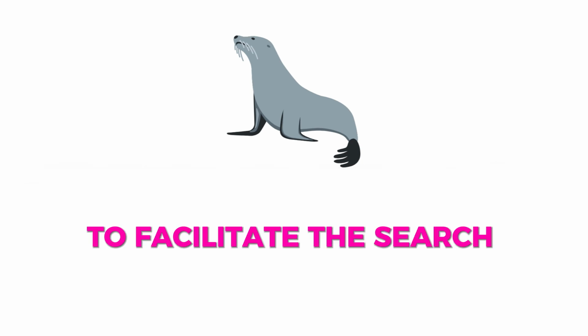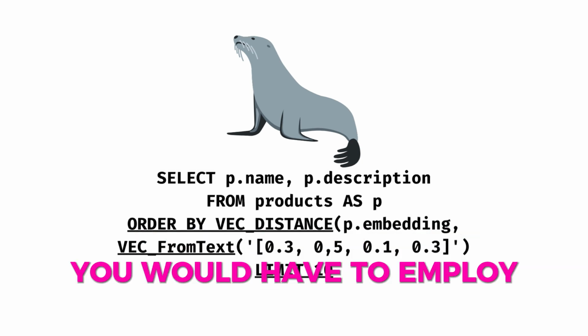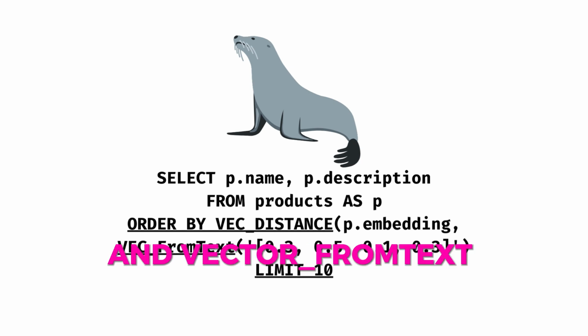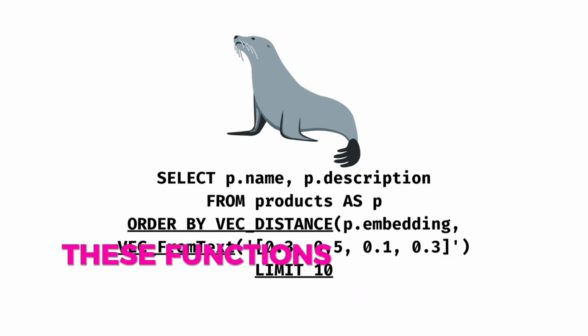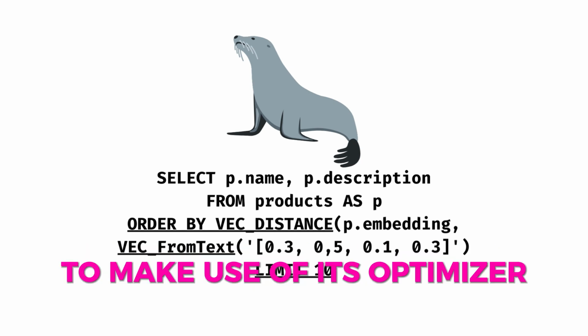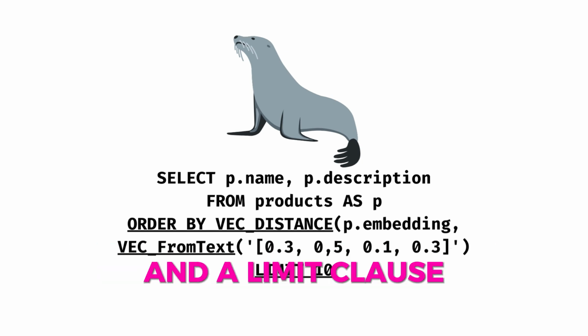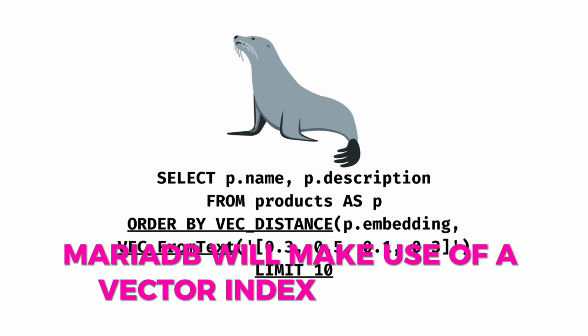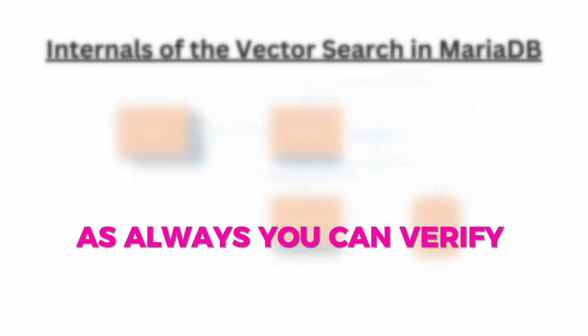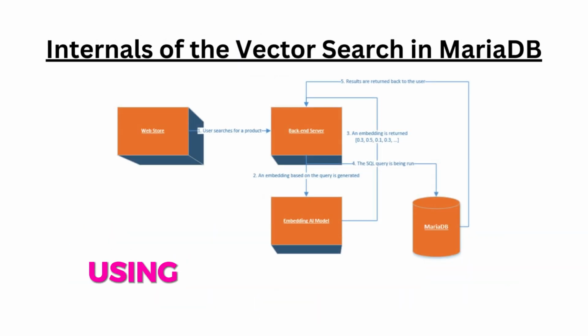To facilitate the search through vector embeddings, you would have to employ queries using the vec distance and vector from text functions. These functions would ask MariaDB to make use of its optimizer to use the vector index that is specifically tuned for this task. If your select query has an order by vec distance clause and a limit clause, MariaDB will make use of a vector index definition. As always, you can verify whether indexes are being used using the explain clause.